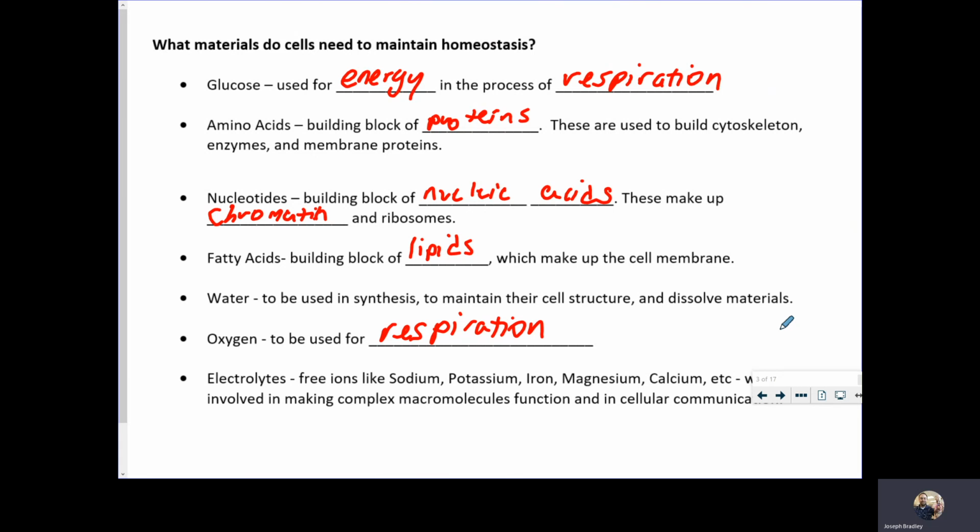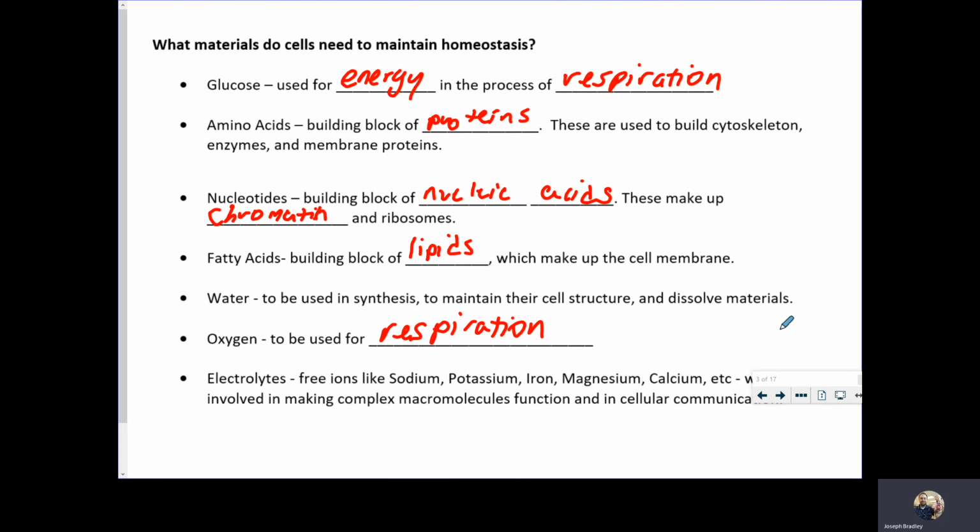Amino acids are used as building blocks of proteins, and you need those to build cytoskeleton, which is going to be the main component of your cells and your muscles. You're going to need them for enzymes, which, as you said, help carry out chemical reactions, and membrane proteins, which act as channels and receptors, like we just showed. Then you have nucleotides. Nucleotides are going to be the building blocks of nucleic acids, and they're going to make up chromatin and ribosomes. And then you have fatty acids, which are going to be the building blocks for lipids.